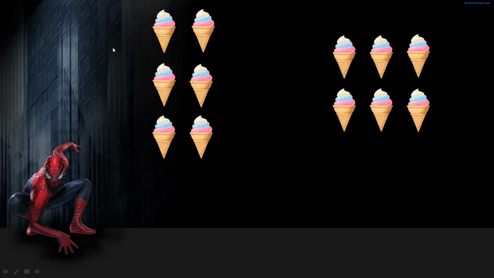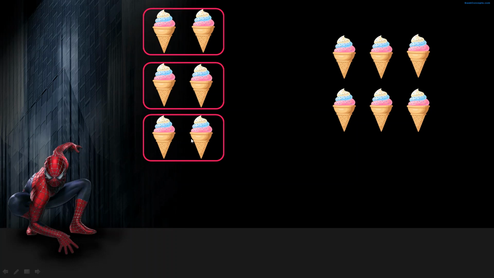Here I have two arrays. Super. They are arranged into rows and columns with the same number of objects. In this array, I have 1, 2, 3 rows. In each row, I have 2 counters. That means 2 plus 2 plus 2. Can you skip count by 2? 2, 4, 6. So I have 6 counters in all.